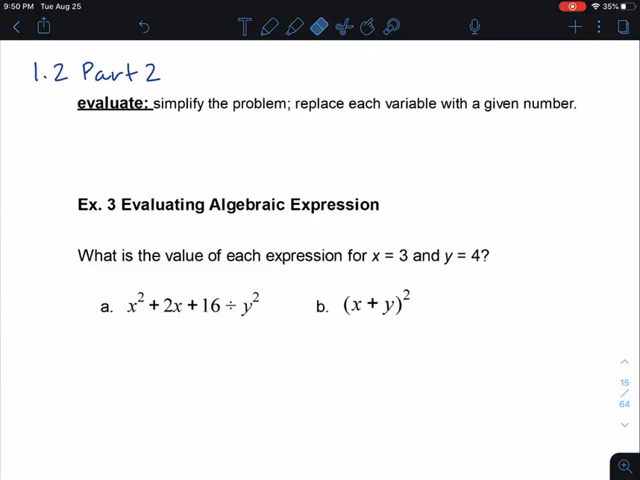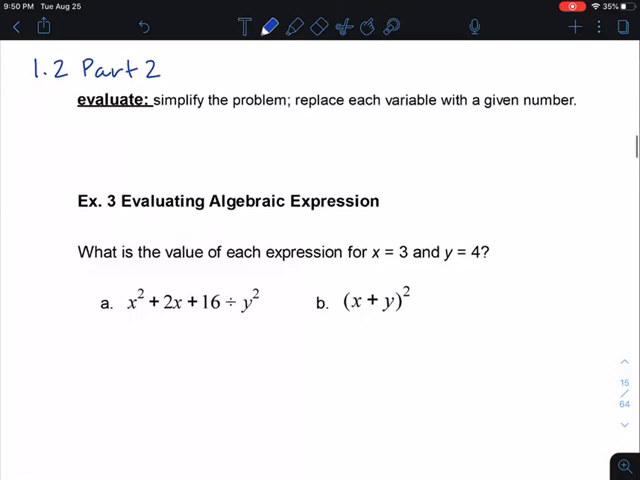So if we look at example 3, evaluating algebraic expressions, it says what is the value of each expression for x is equal to 3 and y is equal to 4? To evaluate means to simplify something down. They tell us that x is 3 and y is 4, which means everywhere that we see an x, we'll plug in 3, and everywhere we see a y, we'll plug in 4. So I have an x squared, which means we're going to look at 3 squared, plus 2 times, in place of this x, we have a 3.